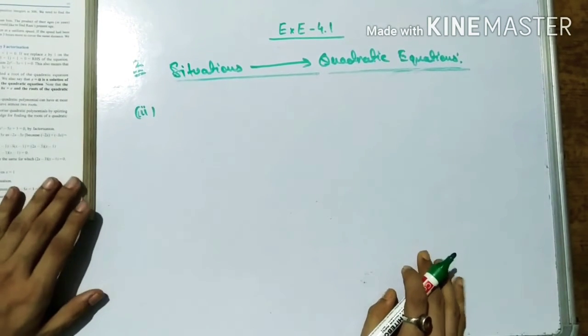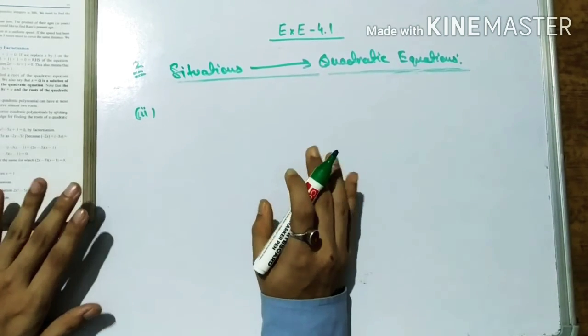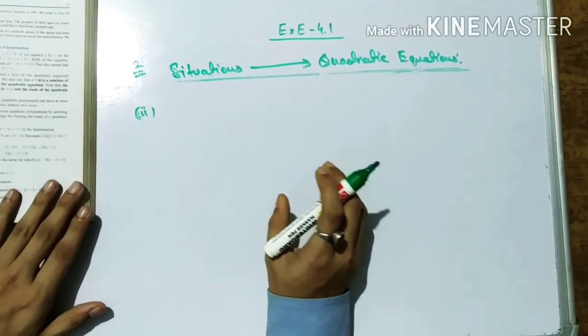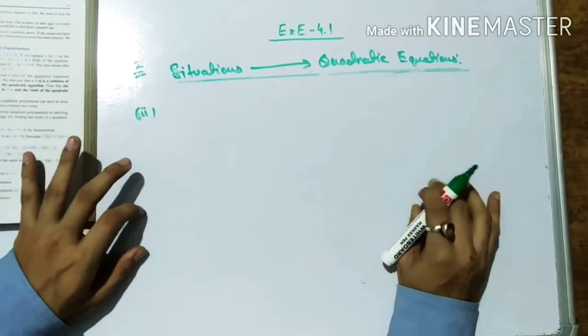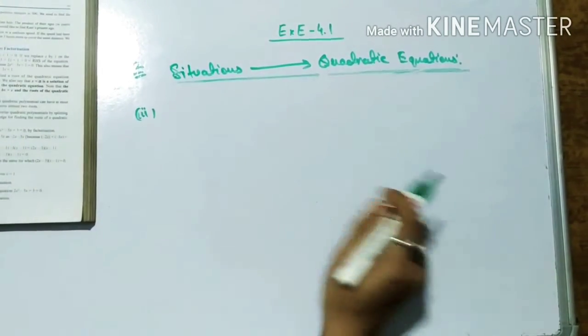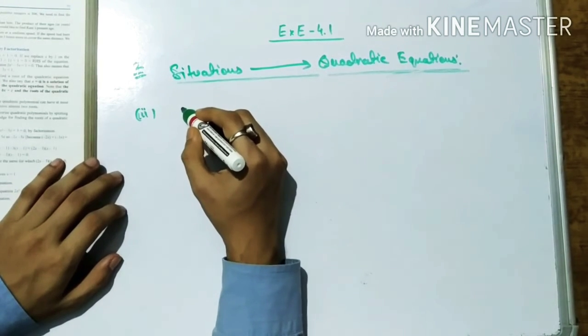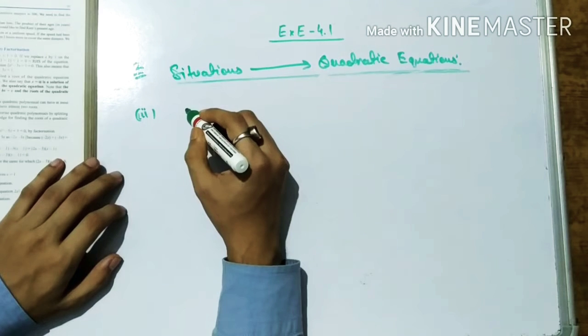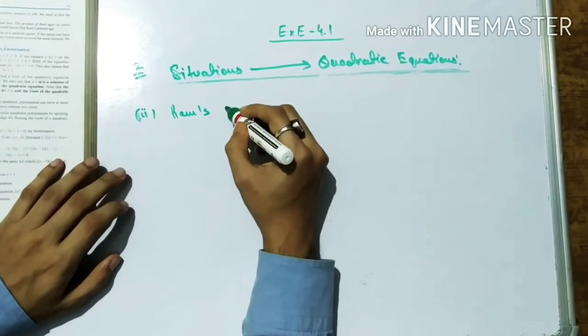So in here, one thing you see: in this type of problems, no need to solve the quadratic equation. Just the situation I have to represent in a quadratic equation. That much only I have to do. No need to solve. So in here, question 3 says Ram's mother is 26 years older than him. This type of question, you try to understand the question.